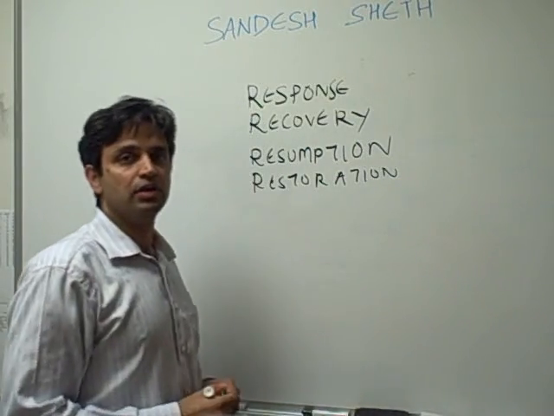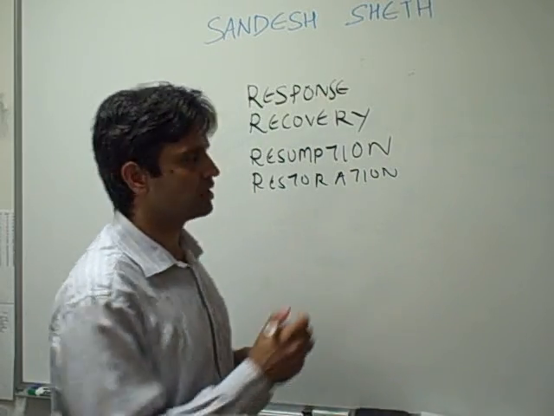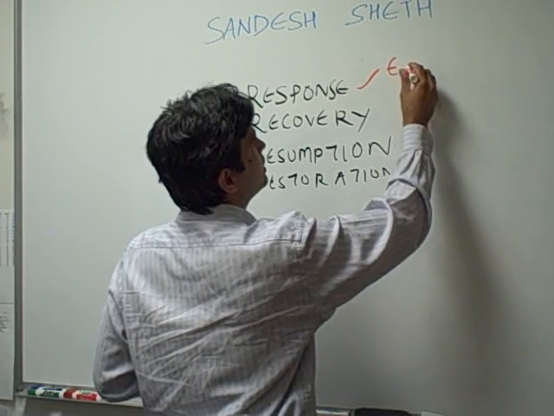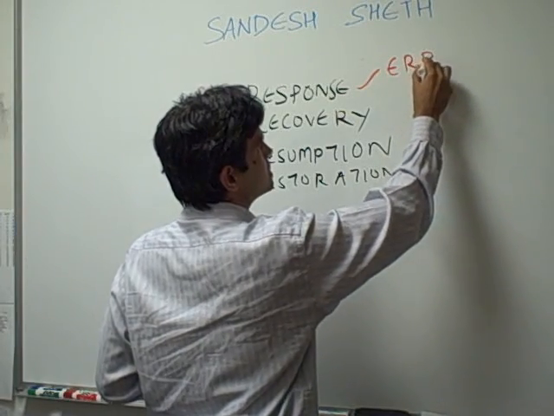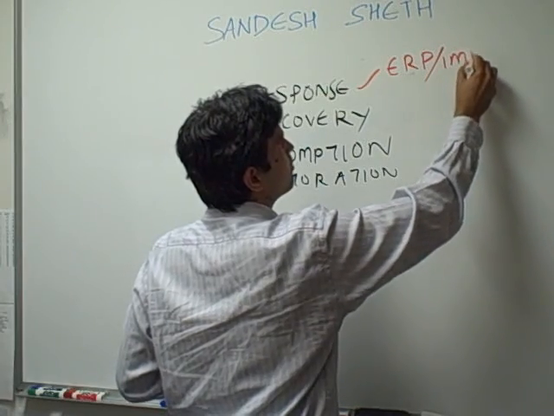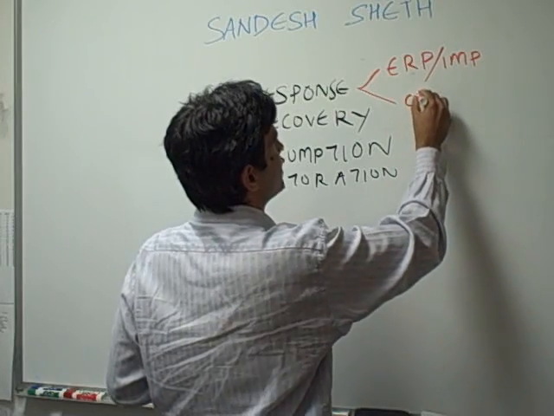Let's start off with the response phase. There are 2 plans in the response phase. The first one is the emergency response procedures, also called the incident management plan, and the other is the crisis management plan.